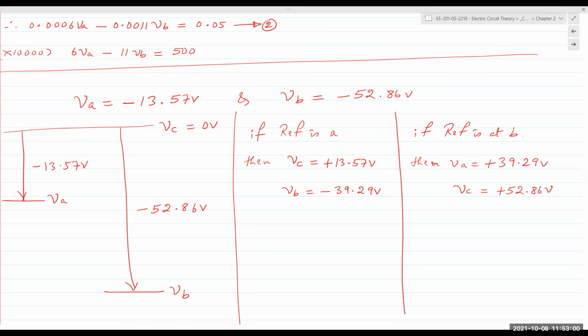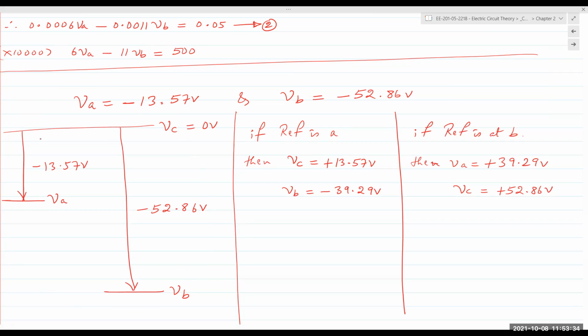And that is the reason why if your reference node is different from someone else's, your node voltages would be different. You can see there are some similarities in the numbers, right? Because the voltage levels are not going to change. The levels that you see in this diagram, A, B, and C right here, they will remain the same. But it's the way that you find it that would be different.